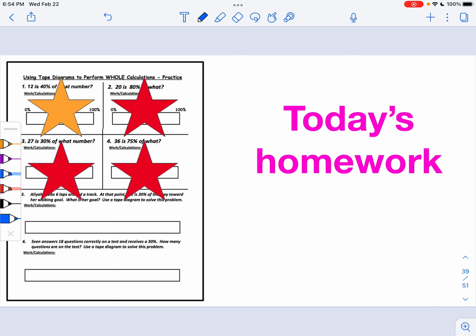Hello, 6th graders. Today in class we did problem number 1 on this electronic worksheet, a PDF. Today you need to finish problems 2, 3, and 4. Remember that if you get stuck, you can come to the help desk from 1 to 2 o'clock.